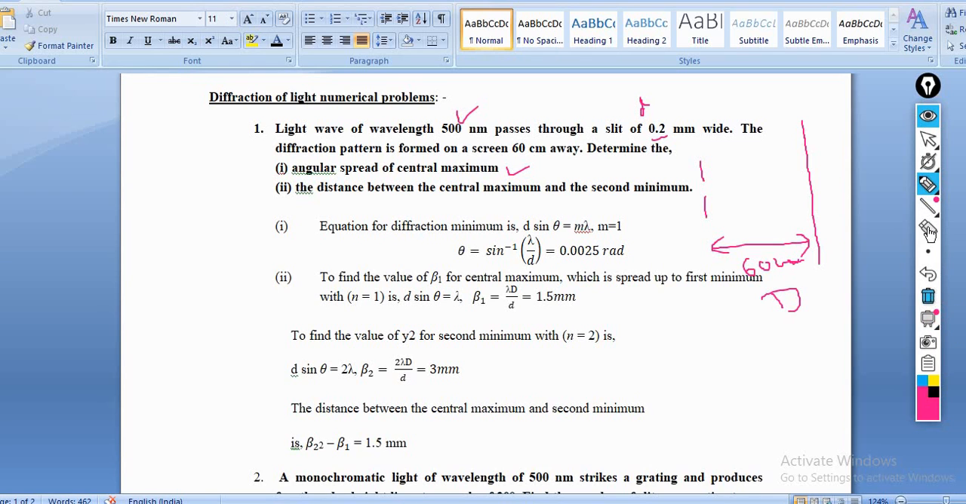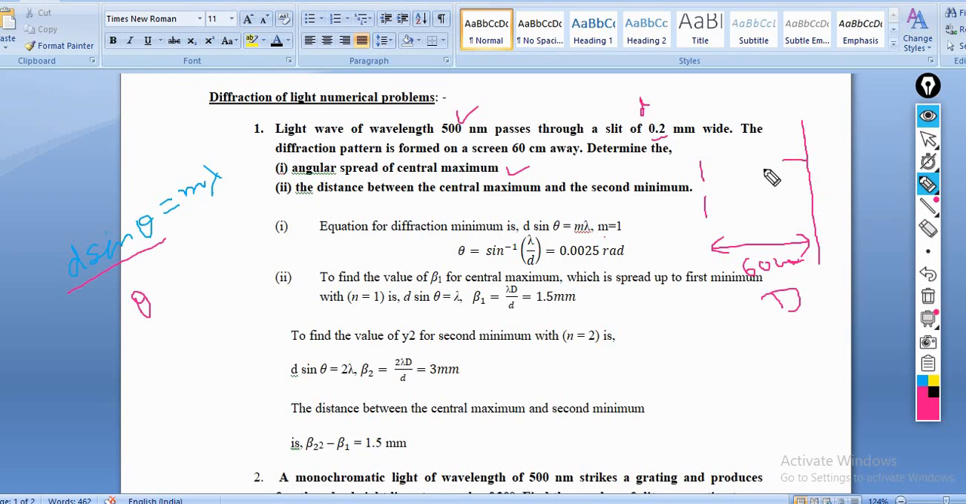Angular width. So the formula we're going to use here is d sin theta equal to m lambda. Here d is the slit width. So one can find the angular width theta from this expression. This is simply given as theta equals sine inverse of lambda by d, and m, as we are talking about central maxima. We need to find the angular width.